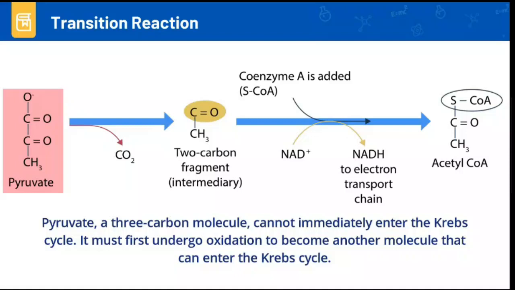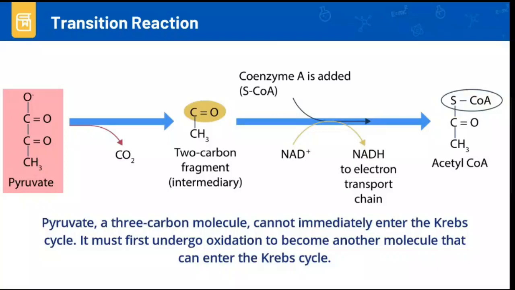It then undergoes a series of oxidation and reduction reactions. As a result of this process, it yields carbon dioxide and the electron carriers NADH and FADH. For the transition reaction, let's start with this one. The pyruvate, a three-carbon molecule, cannot immediately enter the Krebs cycle. So it must first undergo oxidation to become another molecule that can enter the pathway.